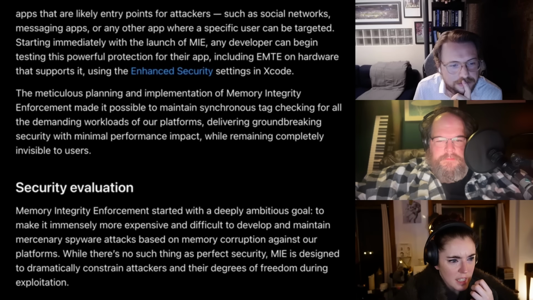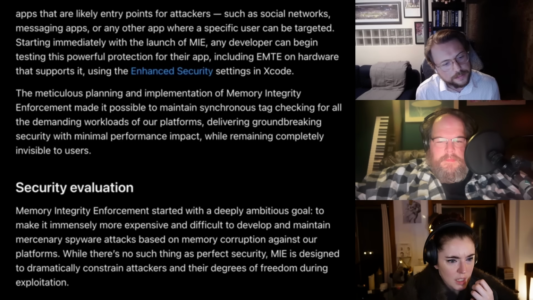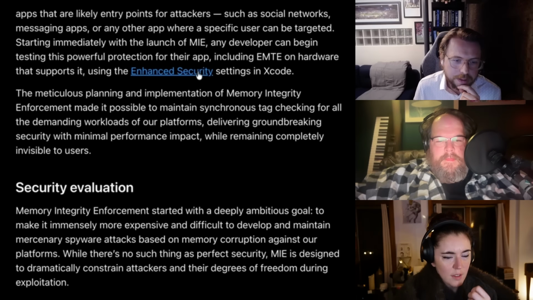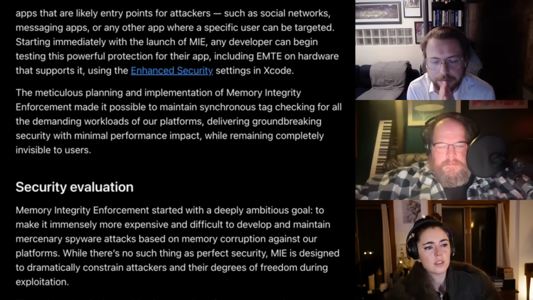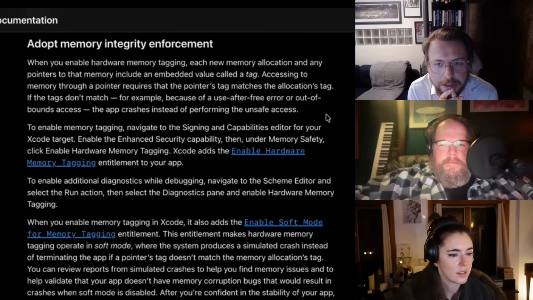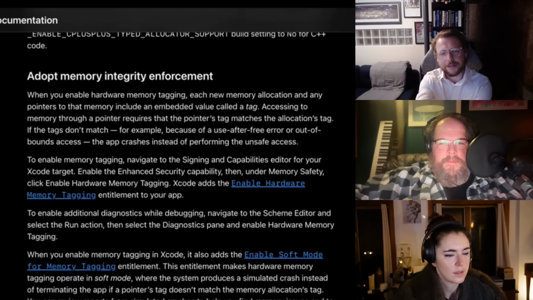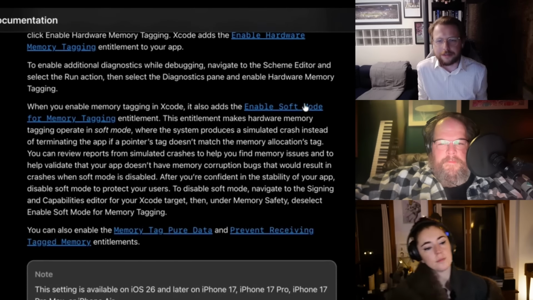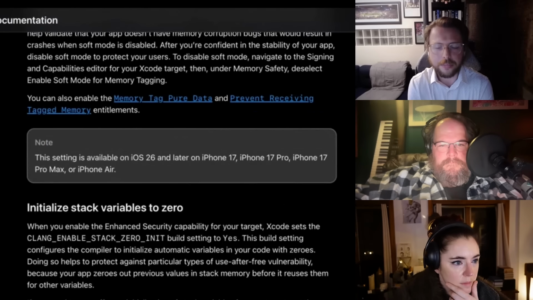Any developer can begin testing the protection, including EMTE, on hardware that supports it using enhanced security settings in Xcode. So if you're a dev, you still have to opt in. But I would also note that when it comes to web browsers, it's basically Safari only, because WebKit is the only underlying browsing engine on iOS.